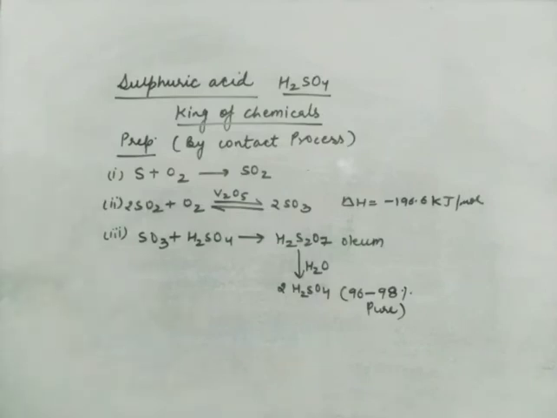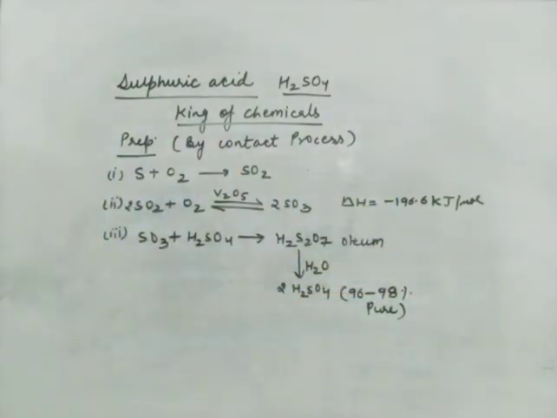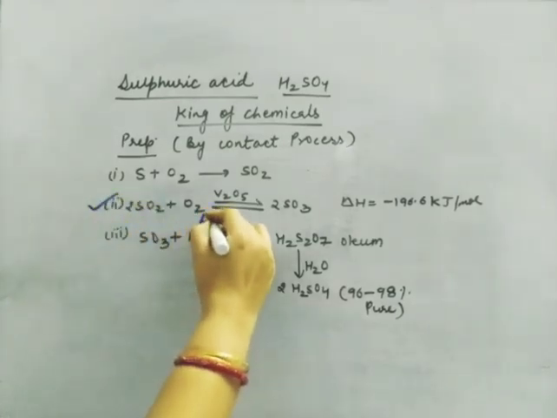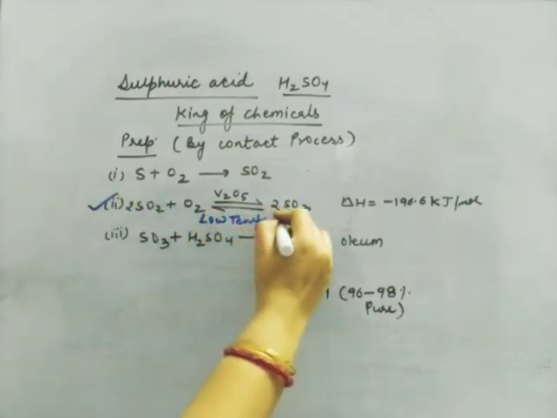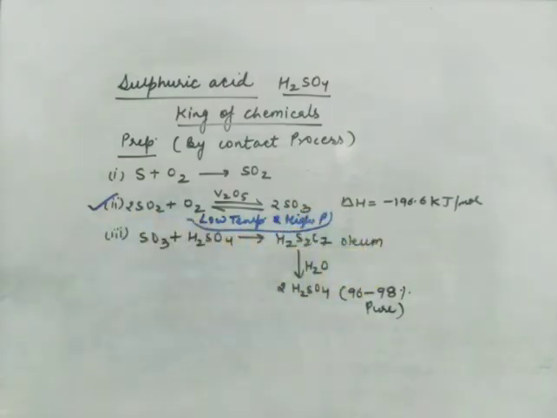Since this reaction is reversible and exothermic, here we have to apply Le Chatelier's principle. So this reaction is favored by low temperature and high pressure. Low temperature and high pressure will favor the formation of SO3.